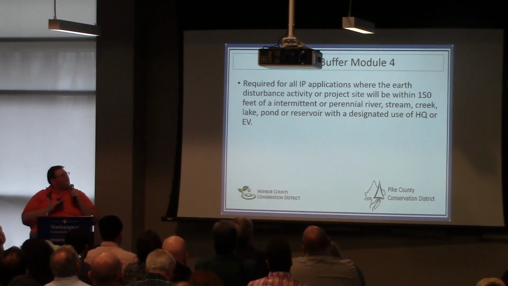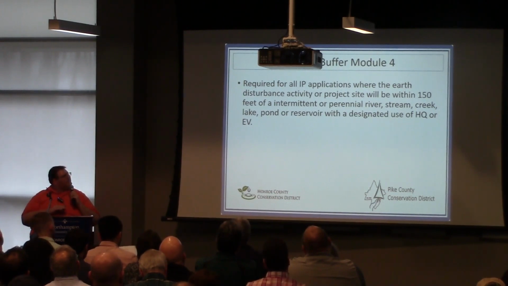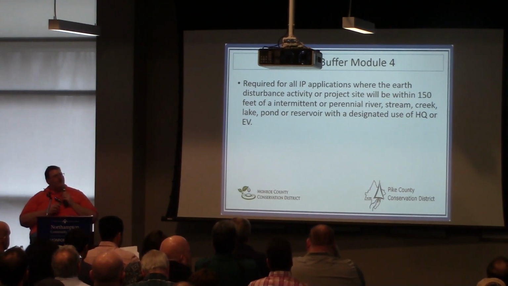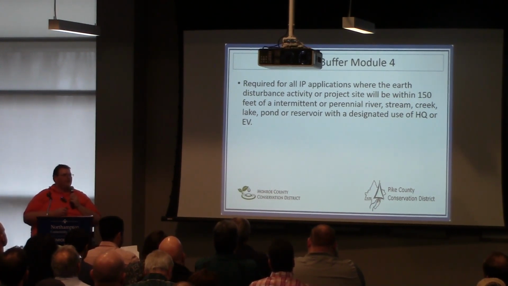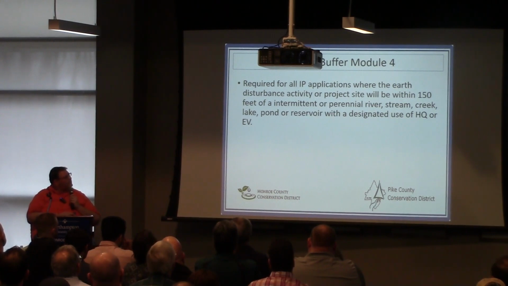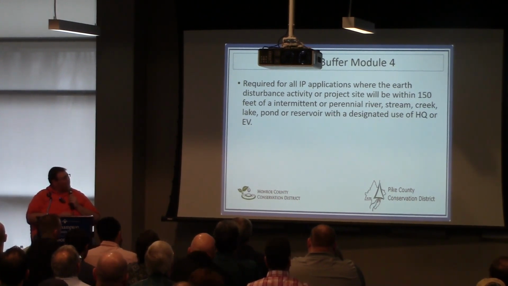Riparian buffer, module number 4. So this is special protection, HQ or EV. This is if the project site is within 150 feet of an intermittent or perennial river, stream, creek, lake, pond, or reservoir with a designated use of HQ or EV. We have a lot of these in Monroe County and in Pike County as well.